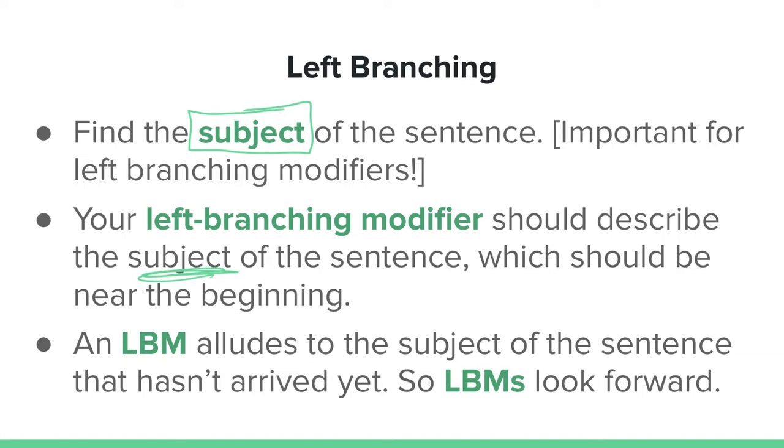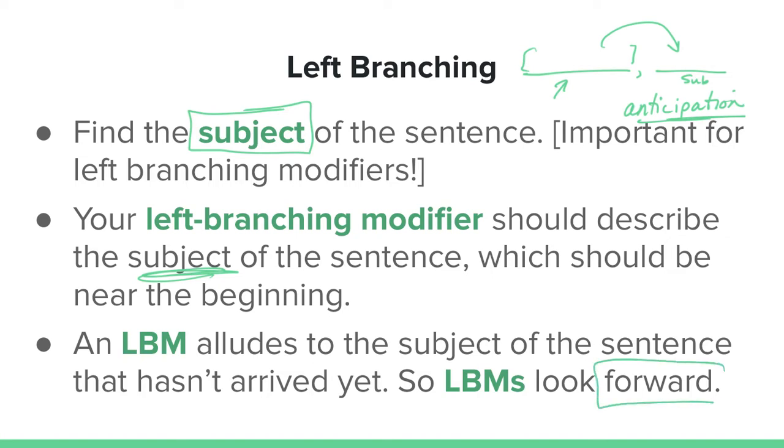Most base clauses, the subject comes very quickly. So a left branching modifier alludes to the subject of the sentence that hasn't arrived yet. So you're getting this modifying phrase about something. If this is the subject, it hasn't happened yet when you get this left branching modifier. So you're modifying it before it even comes. So you're sort of hinting at or alluding to the subject that's coming. You're creating anticipation. That's a big part of a left branching modifier. So you're creating anticipation for the subject. So left branching modifiers look forward.